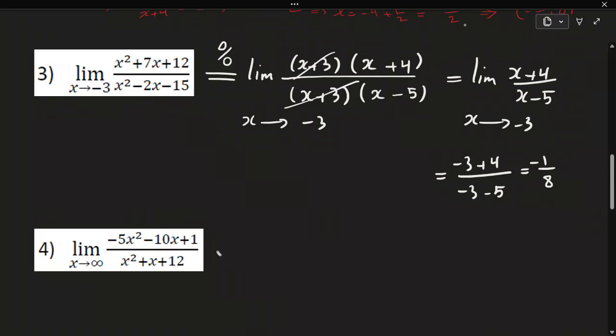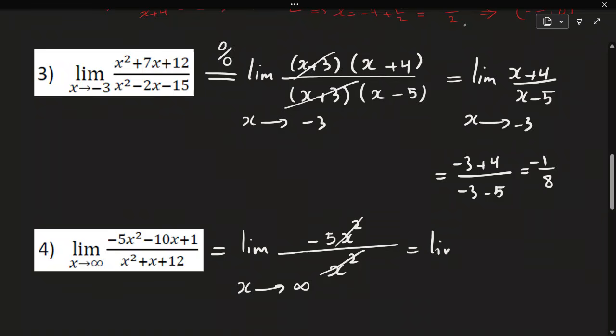This limit, x approaches infinity. We say that when x approaches infinity, the dominating term is the highest power. It means that I can just keep this -5x squared from numerator, and in denominator, the dominating term is x squared. Before finding the limit, we can cancel these factors. Now we have minus 5 over 1. When x approaches infinity, the limit is minus 5.